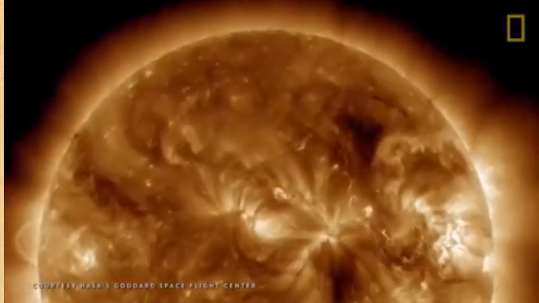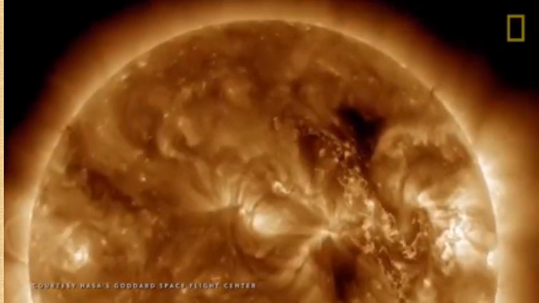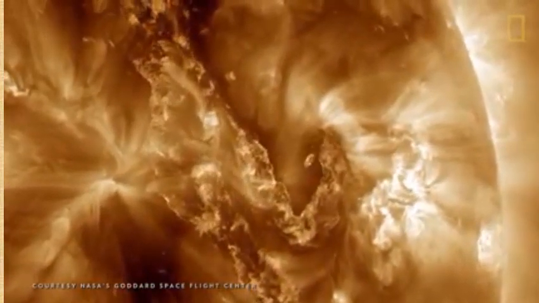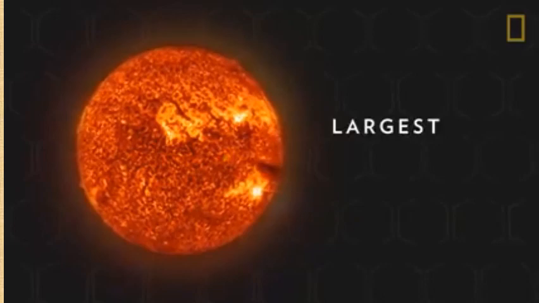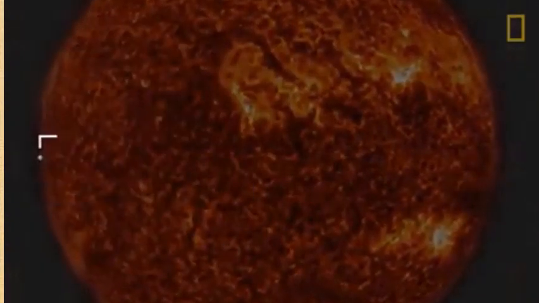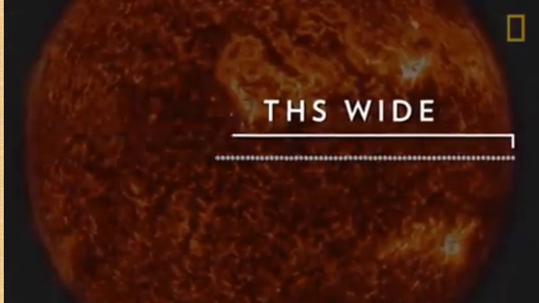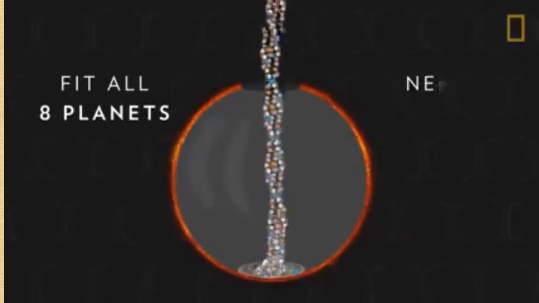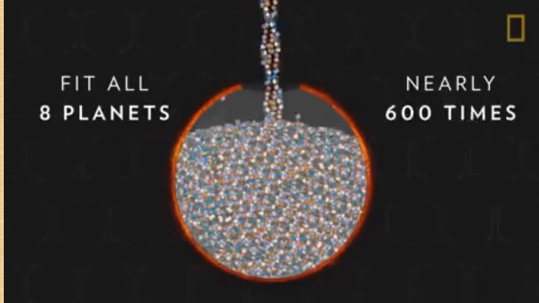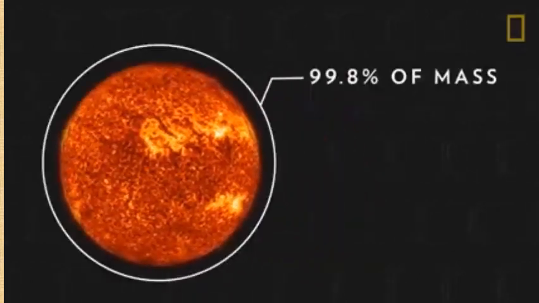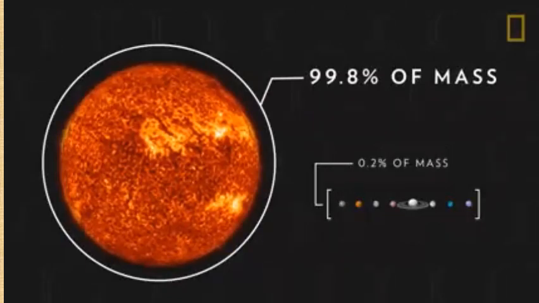Such volatility is contained thanks to the Sun's tremendous gravity. It's strong enough to hold the solar system intact and is primarily due to the Sun's size and mass. Our Sun is the largest and most massive object in the solar system. It's more than 100 Earths wide and could theoretically fit all 8 planets inside nearly 600 times. It also contains approximately 99.8% of all the mass in the solar system.